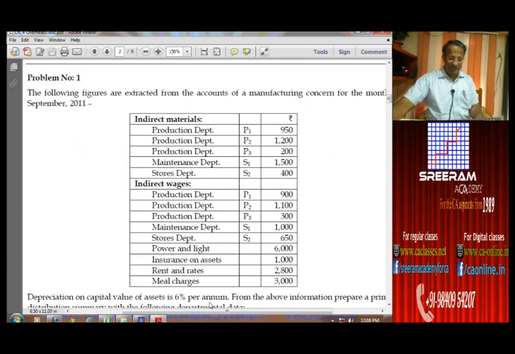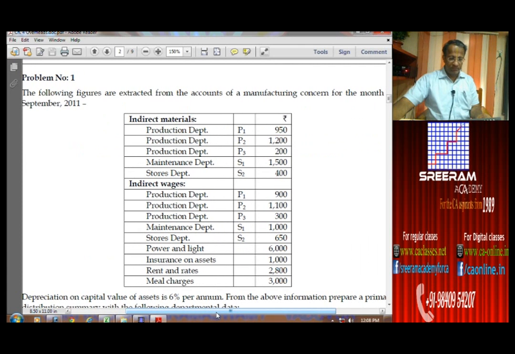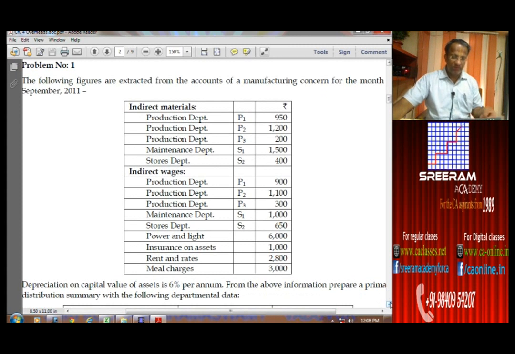Problem number 1. Whose turn it is? Vimal need to read out. Problem 1. The following figures are extracted from the accounts of the manufacturing concern for the month of September 2021.